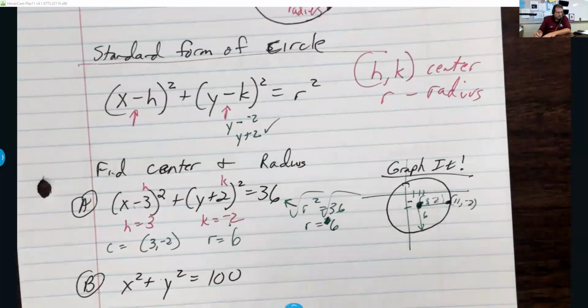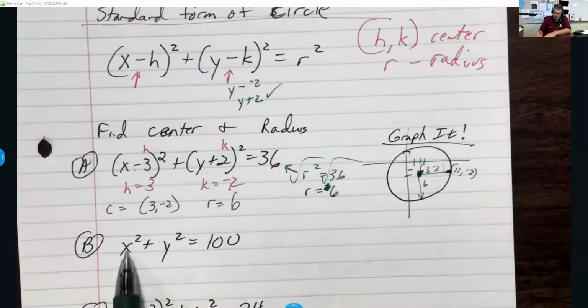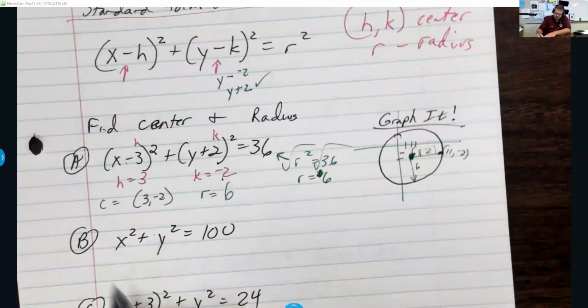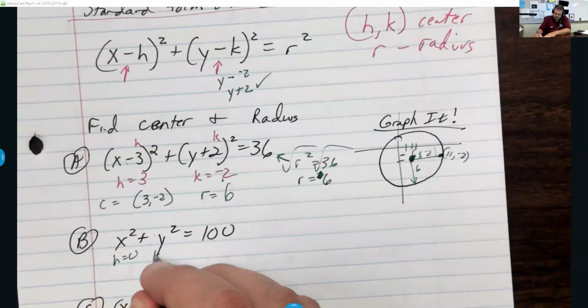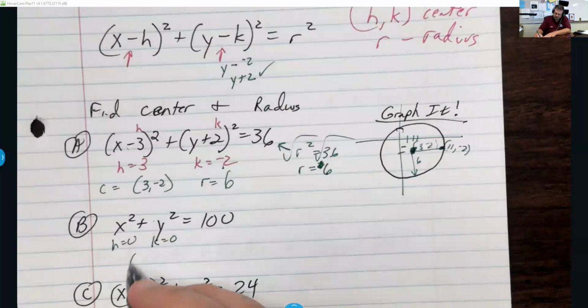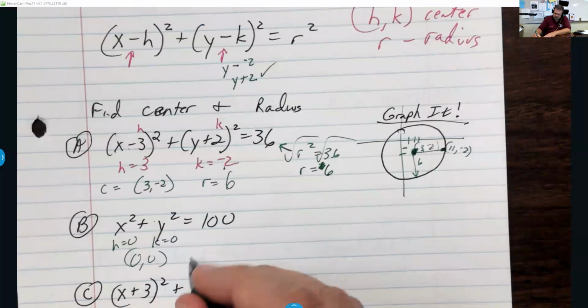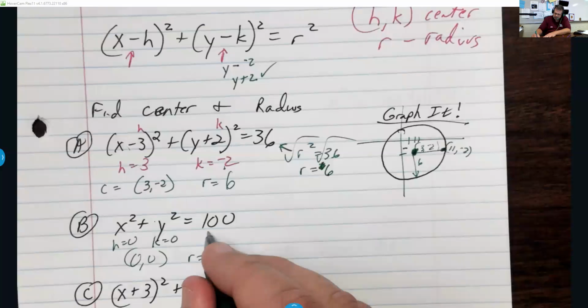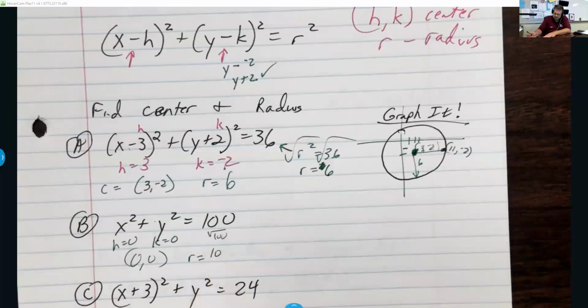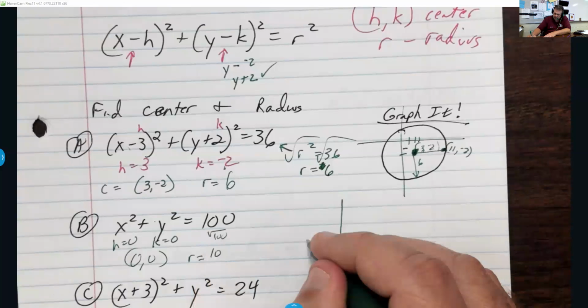All right. So if we look at this one, notice there's no h and there's no k, which means h is 0, k is 0. They're missing. So we have a center at 0, 0, and a radius is the square root of 100, which is 10. So how do I graph that?